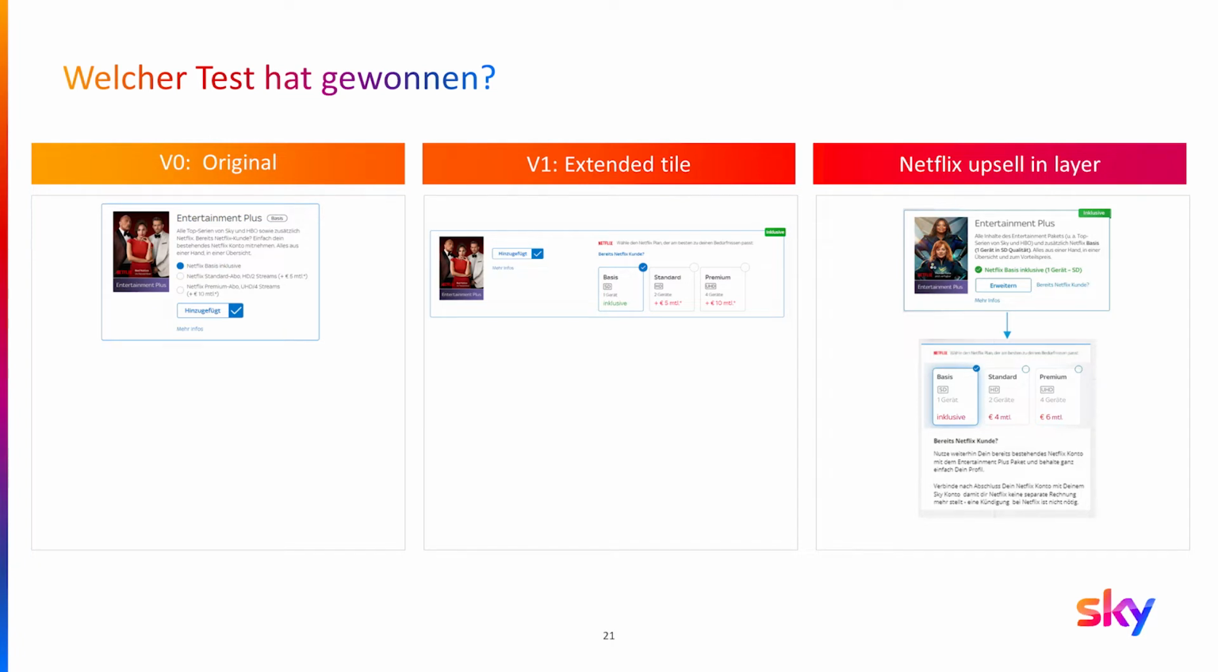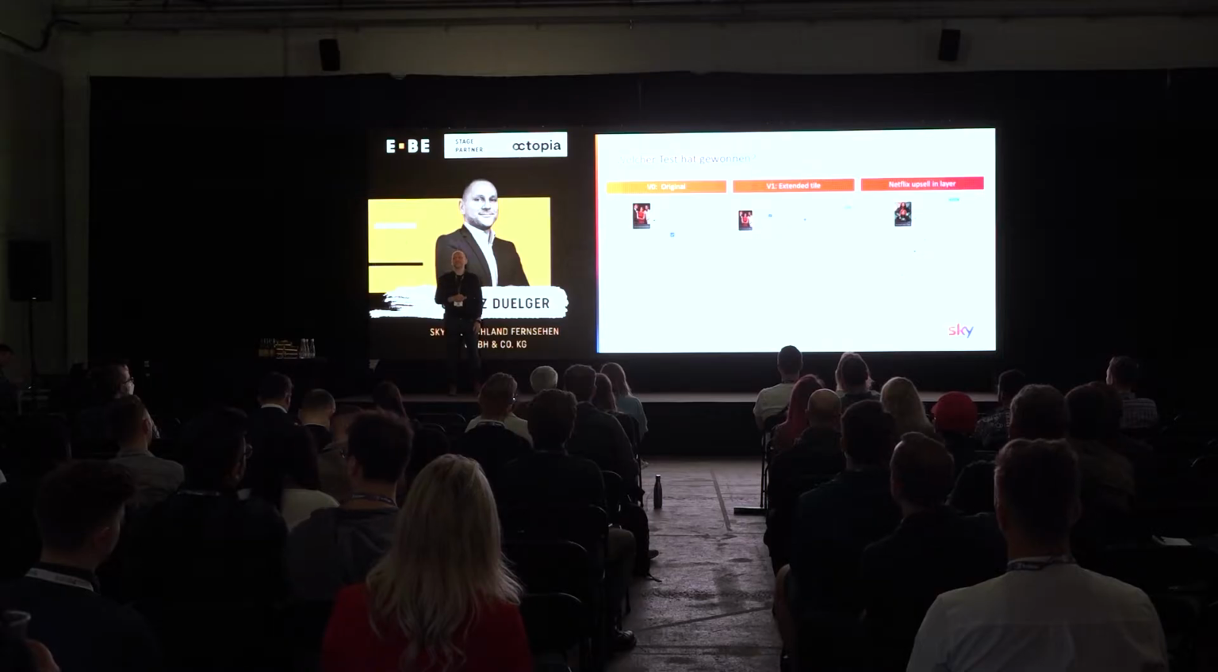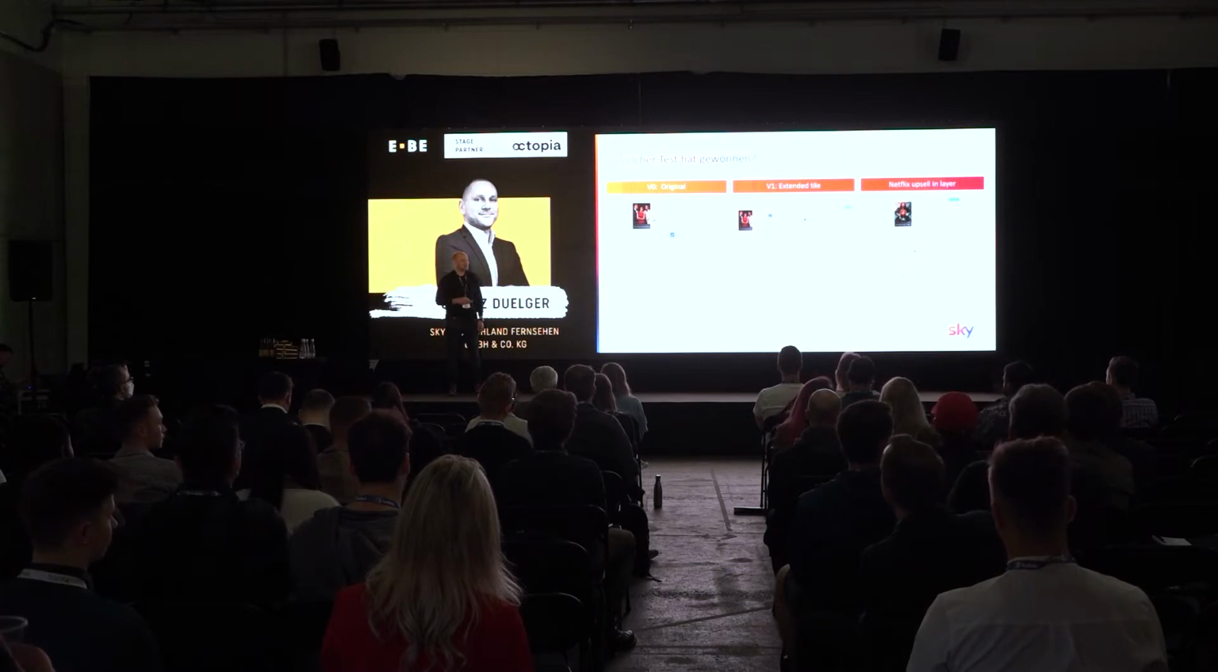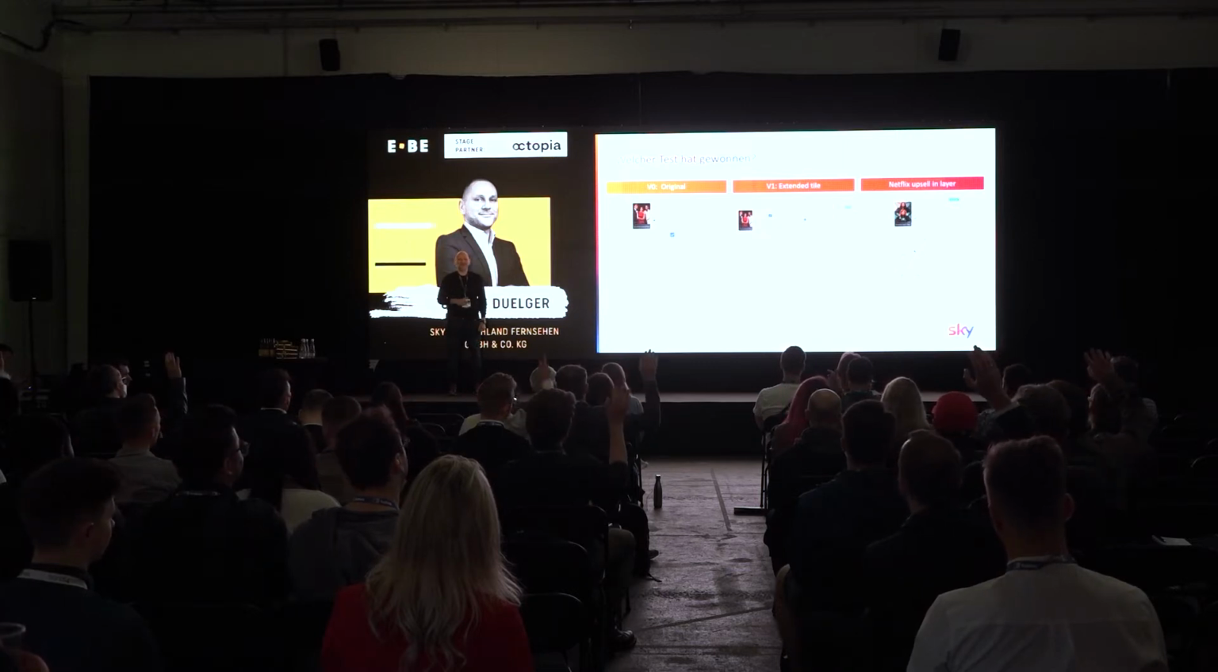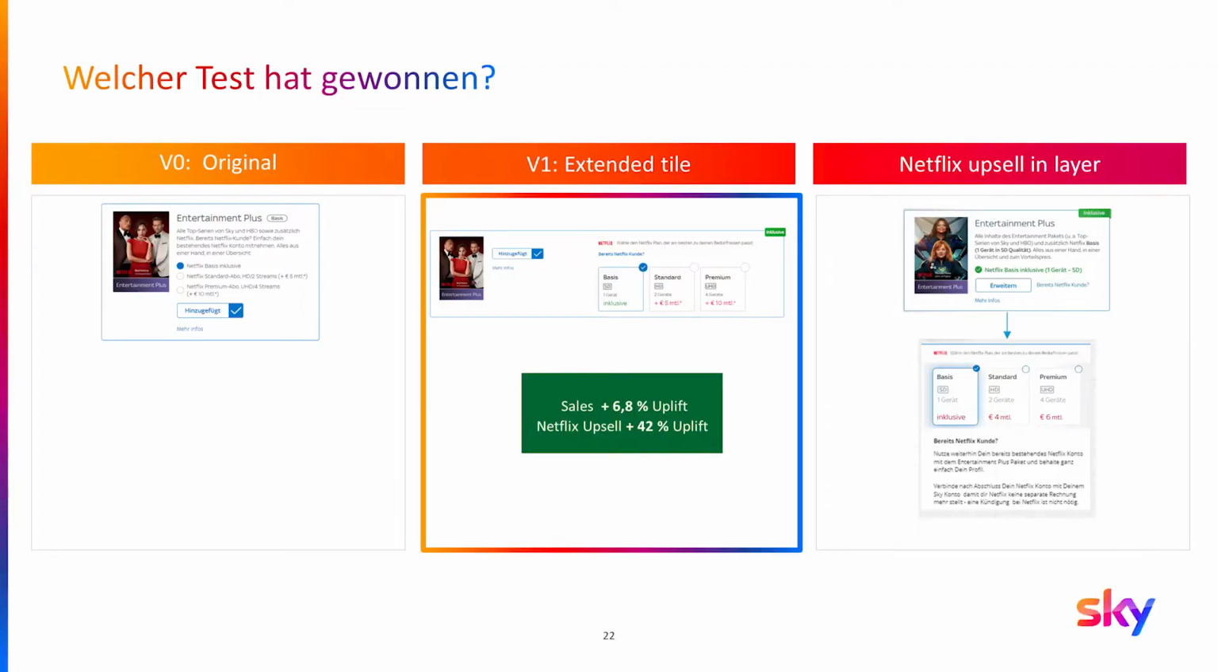And now the question into the round. What do you think, which version won? So is it more like the extended one, or is it more the aggressive one with the layer which pops up and then you get all the informations? What do you think? So who's for version 1? Any ideas? Just one? Okay. Who's for version 2, the aggressive one? Okay. And this is why you should really test and have no gut feeling, because it's the first version.